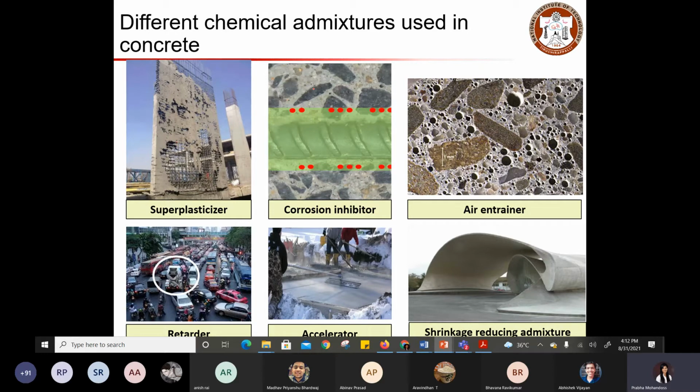And then air entrainer. This will be helpful when you need to obtain lightweight concrete, and especially when you need to design the concrete in a cold weather region, a cold condition, to resist freeze thaw effect or frost action.